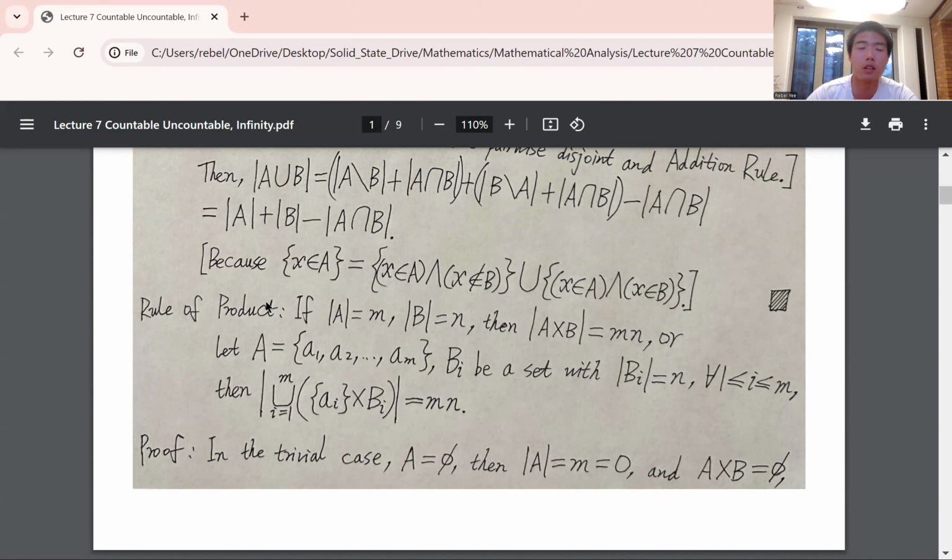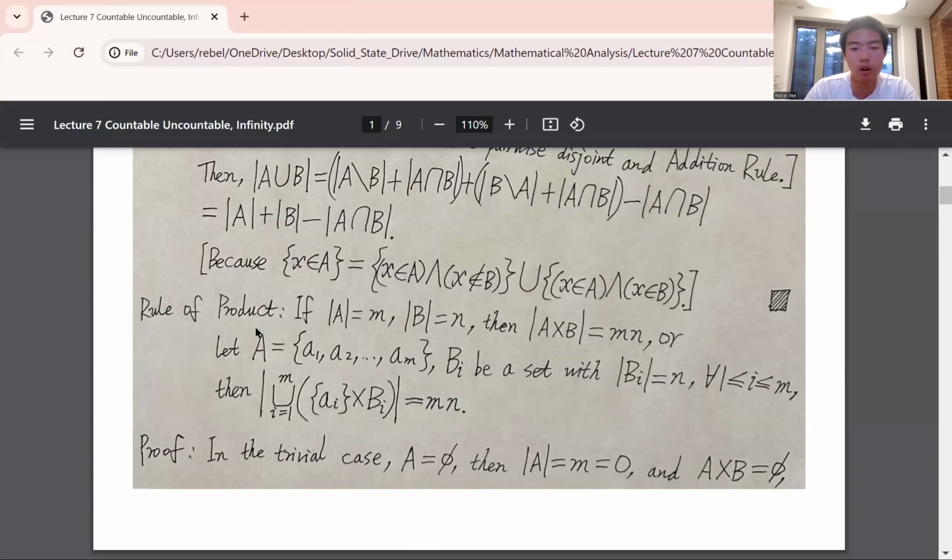So previously, all the cases like addition of two sets, addition of infinitely many sets, cardinality, they are all the addition rule. And this is the product rule, also called the rule of product. So if, for example, there are two sets which are finite, which is very important, why can we say it's finite? Because their cardinality gets a certain value. It's fixed, so it's finite. So if A's cardinality is m, B's cardinality is n, then the Cartesian product of A with B is mn.